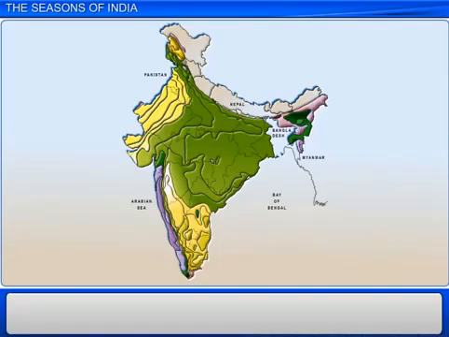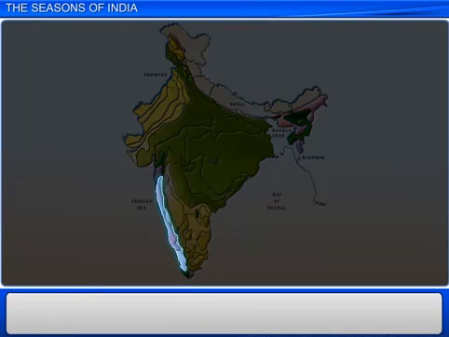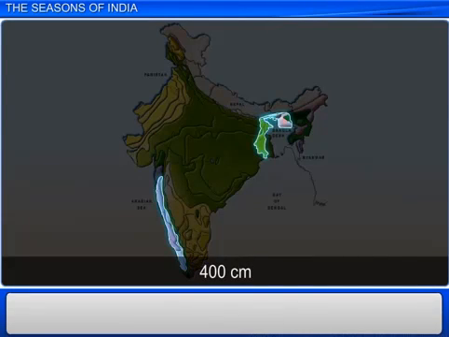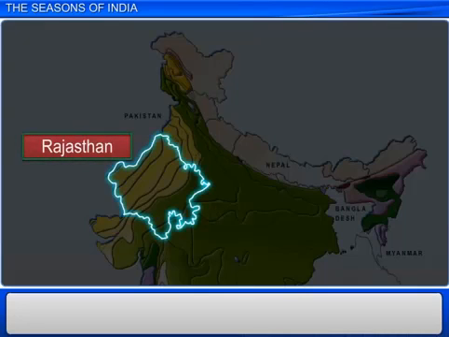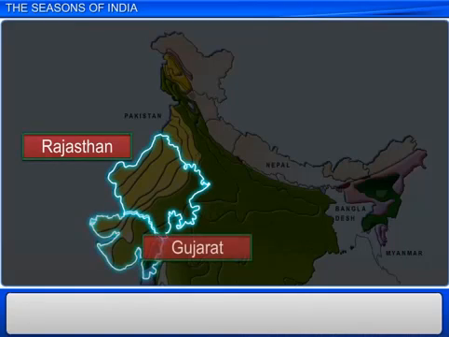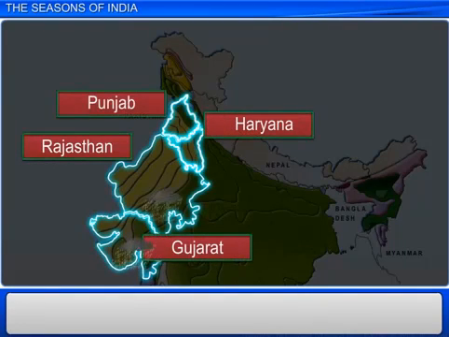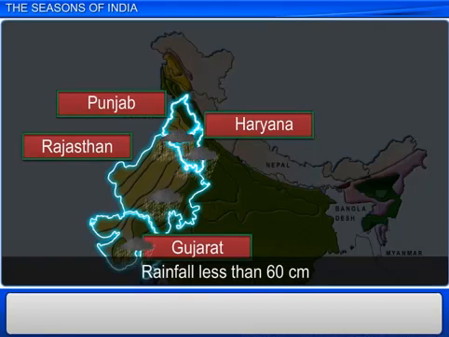Due to the unpredictable nature of the monsoon, the distribution of rainfall varies drastically from region to region. The western coast and northeastern India receive over about 400 centimeters of rainfall annually. Western Rajasthan and the adjoining parts of Gujarat, Haryana, and Punjab receive rainfall of less than 60 centimeters.